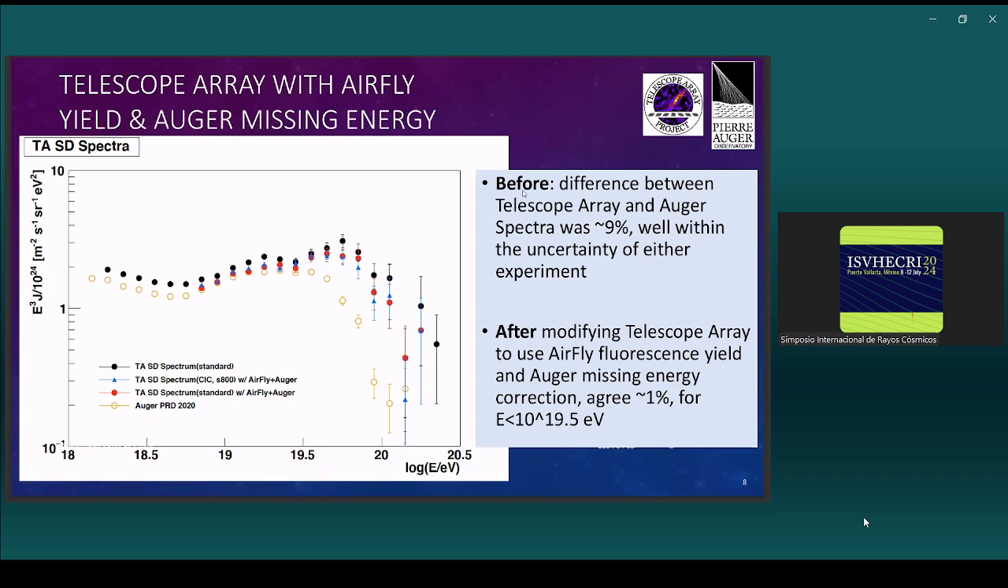But what Professor Ogio did was say, well, what happens if you modify the Telescope Array analysis so that you use the fluorescence yield that Auger uses, and also use the Auger missing energy correction, and then that yields these red points, which then agree within sort of 1% with the Auger spectrum up until about 10^19.5 eV.